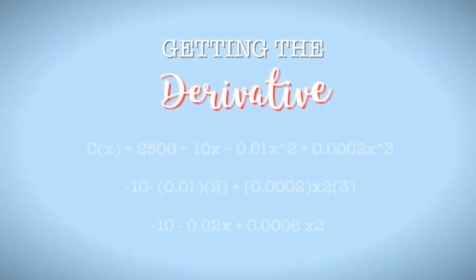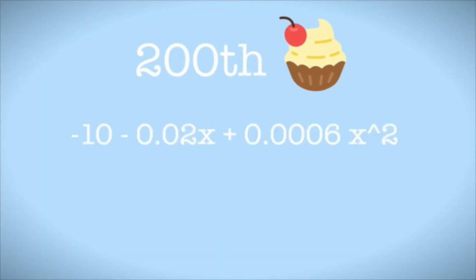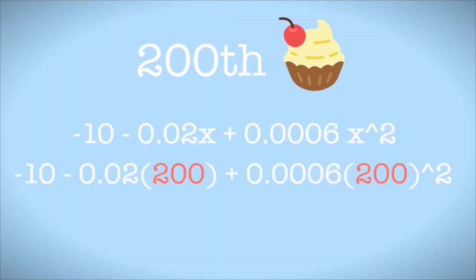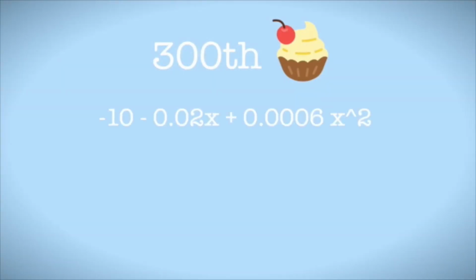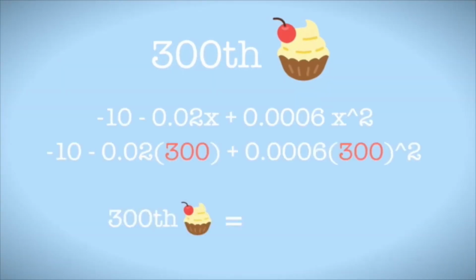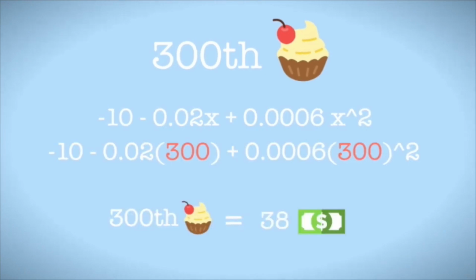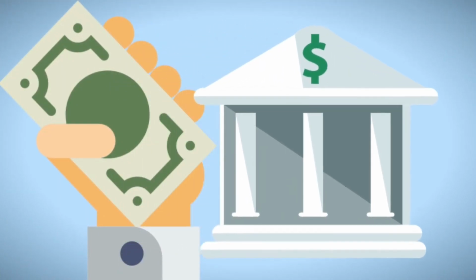So with the equation given, you will have to derive the function and compute the values of the derivative. In order to produce the 200th cupcake, it will cost approximately $10. However, remember that you're only selling the cupcake for $10, so at this point, you didn't gain any profit. On the other hand, producing the 300th cupcake will now cost around $38, which is $28 higher than the original price you sell your cupcakes. In this case, you didn't earn any profit. At the same time, you also spent your money on your bank.